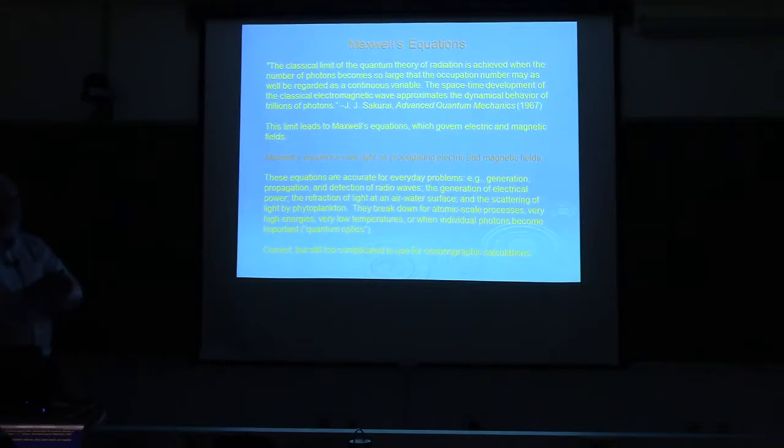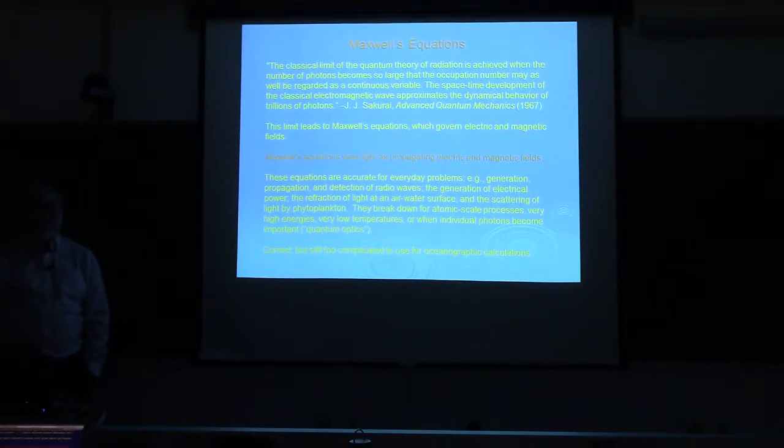So at that limit, you then get what are called Maxwell's equations, which we don't need to look at, but there are four of them that govern four different variables, such as electric field, electric displacement, magnetic induction, and magnetic field.